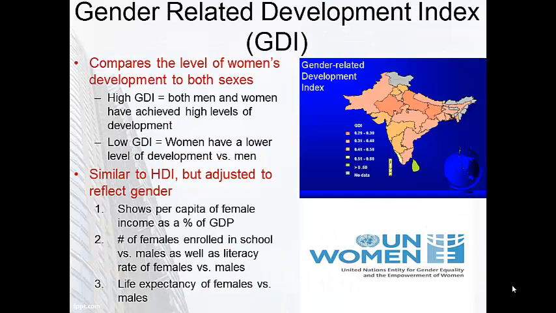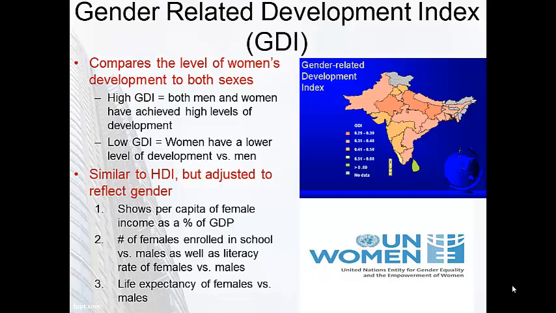One is called the Gender-Related Development Index, or GDI, which is very close to how the HDI works. The GDI compares the level of women's development to both sexes. So, a high GDI means that both men and women have achieved high levels of development, and a low GDI means that women have a much lower level of development versus men, which unfortunately is more common on the lower spectrum. Again, I told you it's similar to the HDI, but the GDI reflects gender as follows.